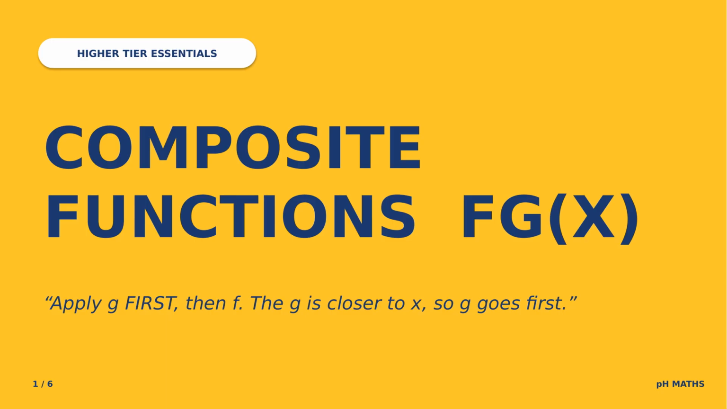Today's explainer is composite functions. Fg of x means apply g first, then f. The g is closer to x, so g goes first. By the end of this, you'll know the right to left rule and why fg of x is not the same as gf of x.